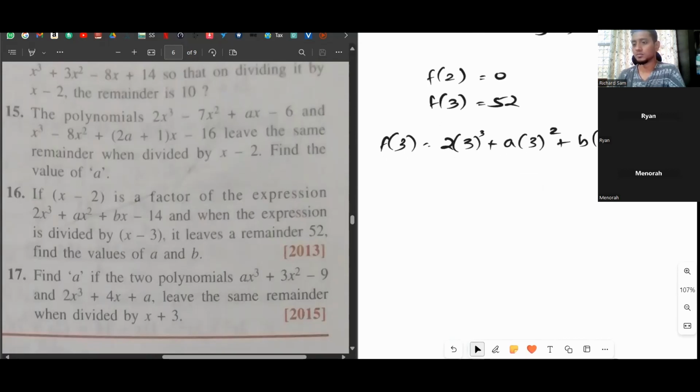After you are done solving, take 52 and all the numbers on one side, and a and b on the left side. So like that you'll get an equation with a and b missing values. Same thing you'll do for the other one also. There also you'll get a and b missing values, and simultaneous equations.